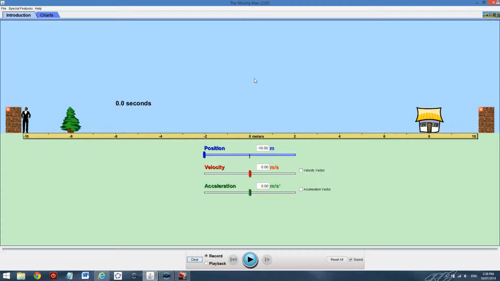Hi, good morning. So, in this video, we are going to learn how to describe a motion. Say if I have a man here and he's moving with acceleration 2 meters per second square. Just remember acceleration means the increase of speed. So he's going to move faster and faster. So let's have a look.